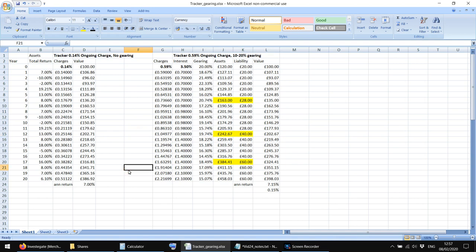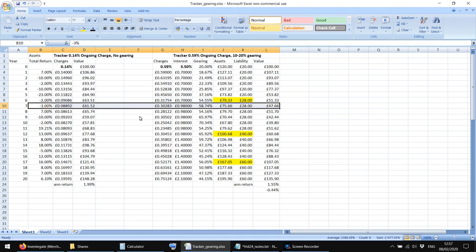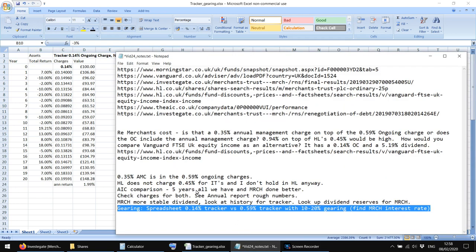Anyway, I hope I've explained that properly. But obviously, if this happens, you're absolutely boogered, aren't you? £61 versus £47. But obviously, the whole world would be coming to an end if that sort of thing happened, wouldn't it?